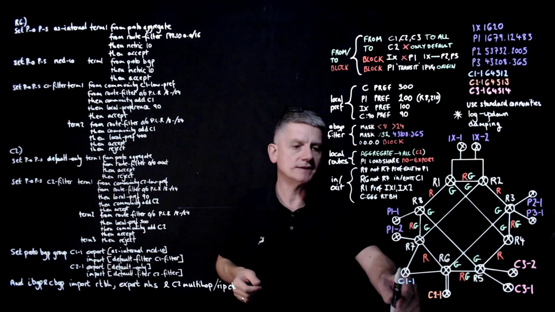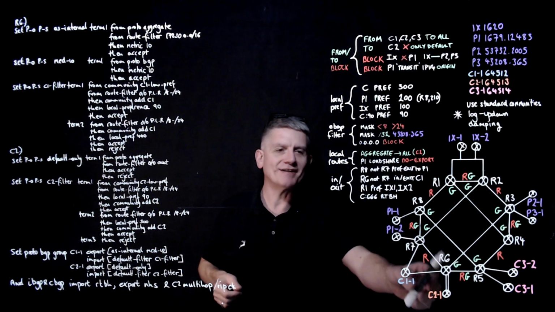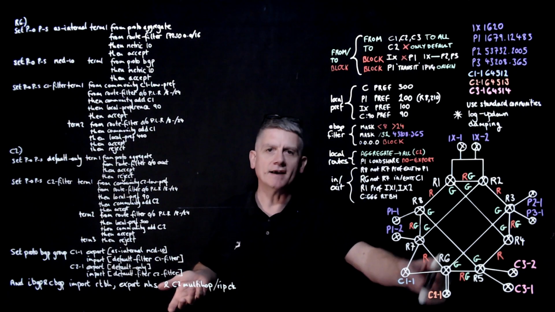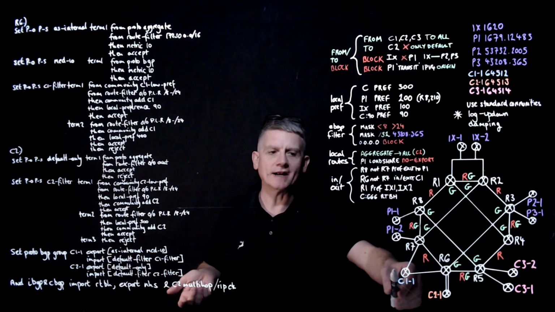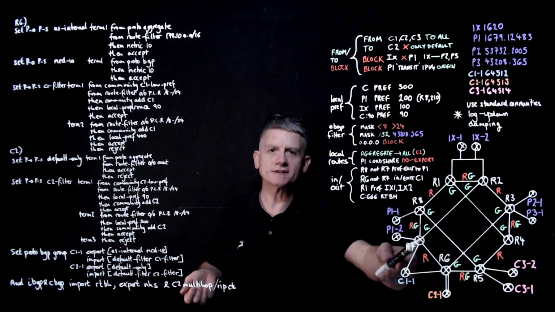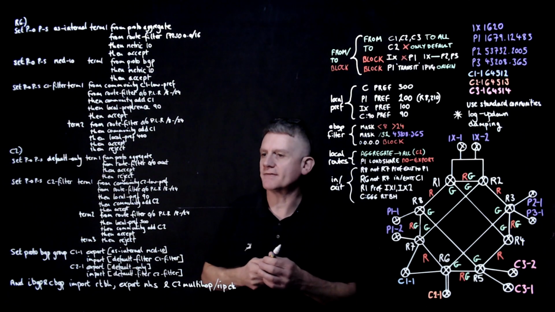And the reason C1 is 400 is because router 6 wants to be the preferred inbound route to C1, which is why the local preference is 400, higher than router 7.